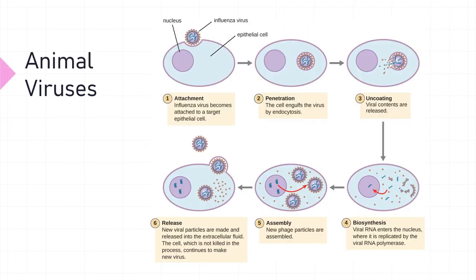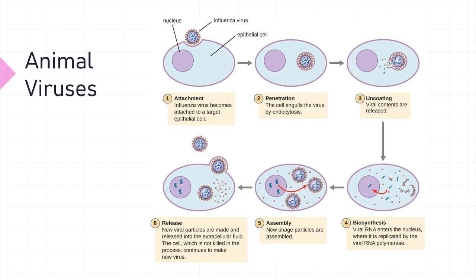The basic life cycle of an animal virus is similar to what we saw with the bacteriophage lytic cycle. The virus attaches through interactions between viral surface proteins and host cell receptors, is engulfed by endocytosis, leading to uncoating and the production of viral genomes and proteins. These can then self-assemble into new viruses and are then released from the cell.